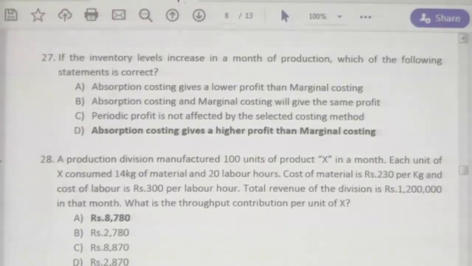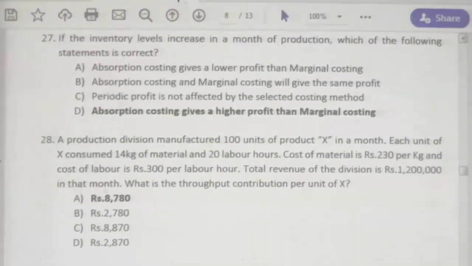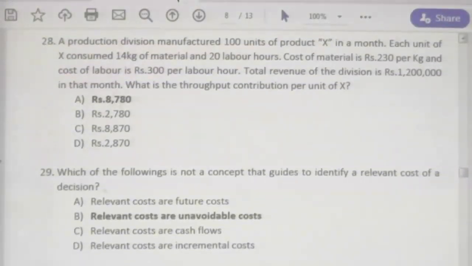Then let's take question number 28. A production division manufactured 100 units of product X in a month. Each unit of X consumed 14 kilograms of material and 20 labor hours. Cost of material is 230 per kilogram and cost of labor 300 per hour. Total revenue of the division is 1.2 million. What is the throughput contribution per unit?